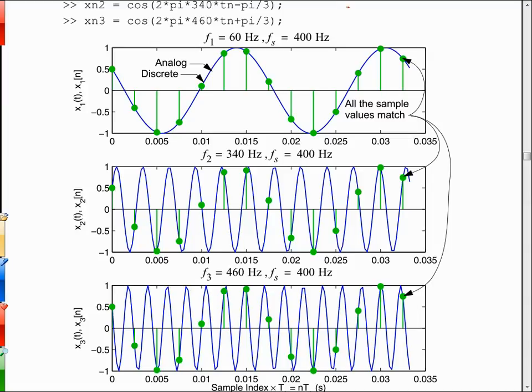So is f between 0 and 400 over 2, which is 0 and 200, or is omega hat between 0 and pi? We can say for the 60 hertz that's true, right? 60 is less than 200.